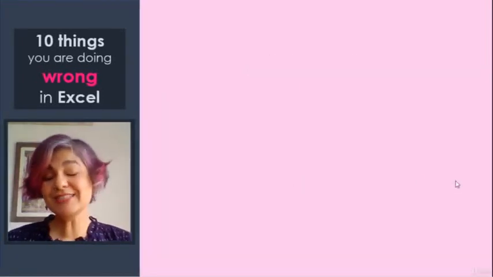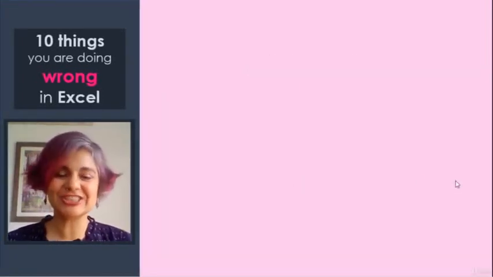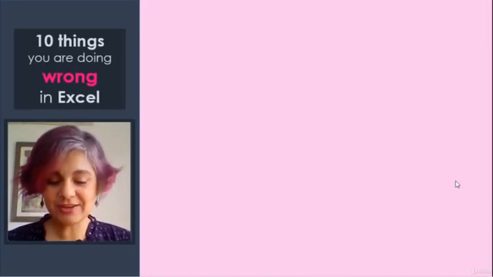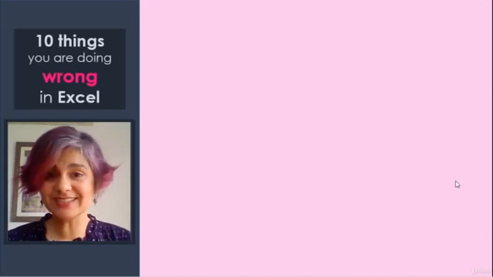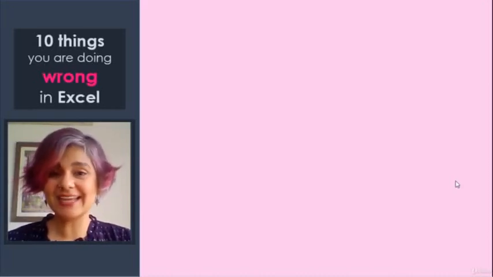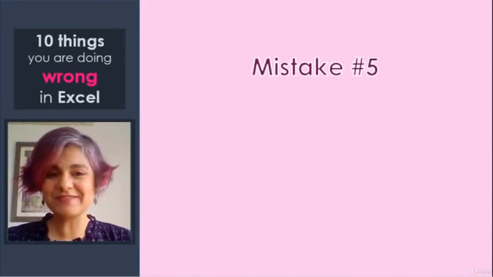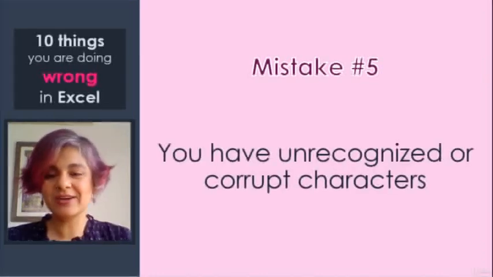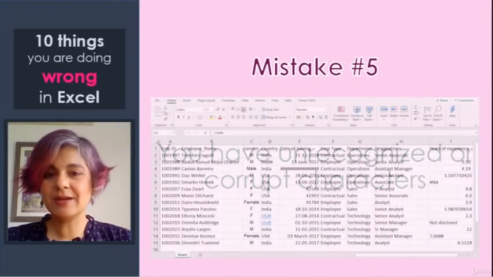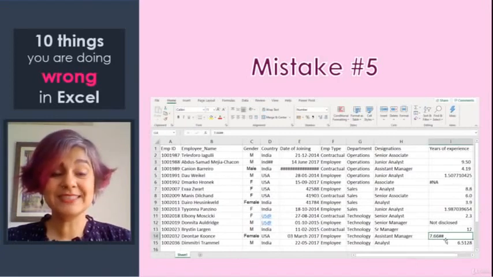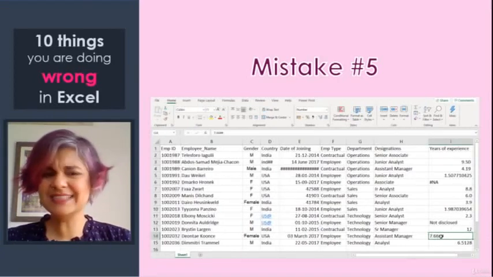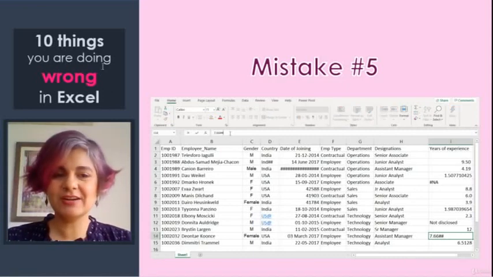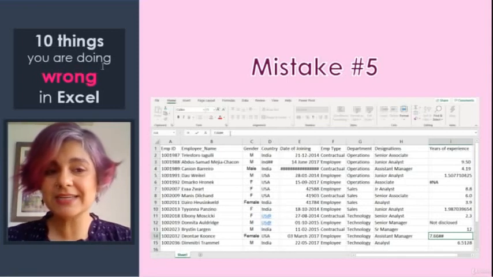Now some of you may have spotted a little glitch in the data that I was fixing in the last video, where we still had a few errors in our data, which is another common mistake that we find. This is mistake number 5: you have unrecognized or corrupt characters. Looking at our Excel sheet, we can see that this little bit over here is still text, because it's got these hash characters which are unrecognized, and that makes this data different from the rest of the data.